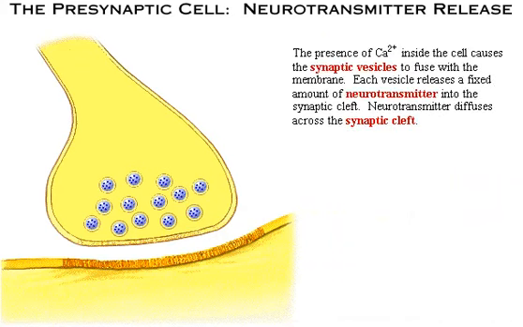The presence of calcium inside the cell causes the synaptic vesicles to fuse with the membrane. Each vesicle releases a fixed amount of neurotransmitter into the synaptic cleft. Neurotransmitter diffuses across the synaptic cleft. Click a synaptic vesicle to observe this process.